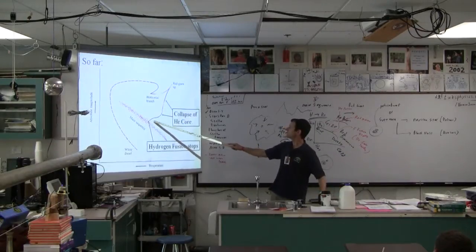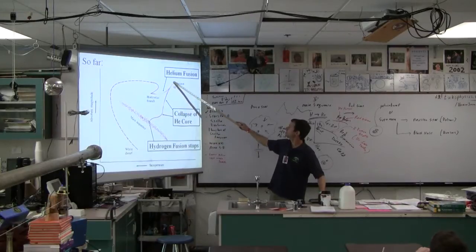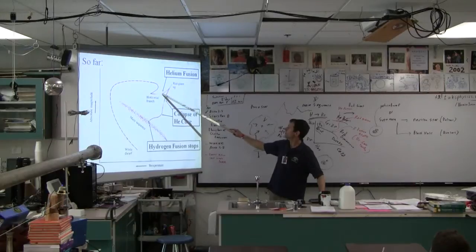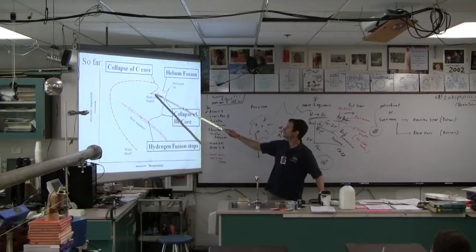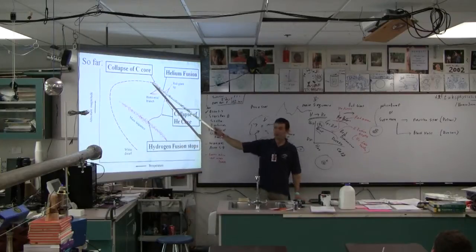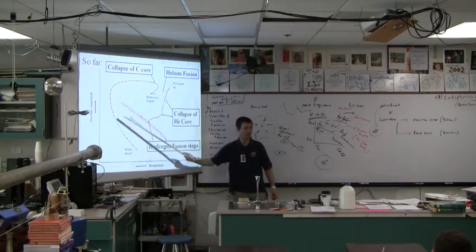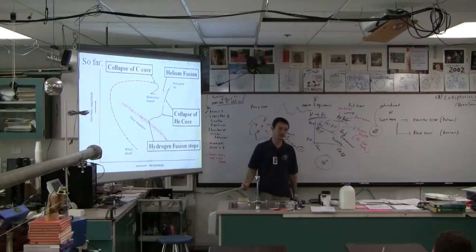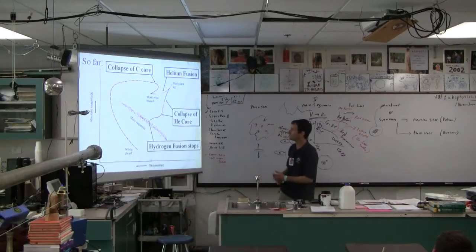Hydrogen fusion stops, the helium core collapses, and it puffs up into a red giant, right? And then it collapses, does helium fusion, and then the carbon core collapses. If you've got enough mass, you can actually become a white dwarf. Now, sadly, our sun isn't even going to make it there. That's sad, right? We don't think we have enough mass.